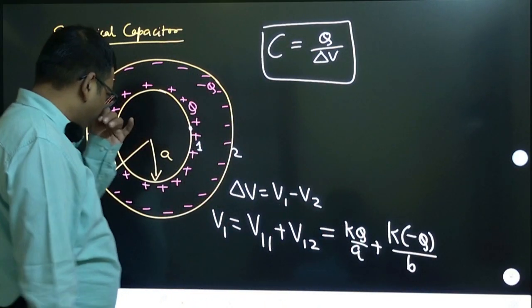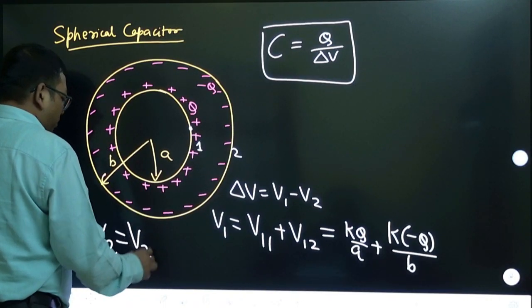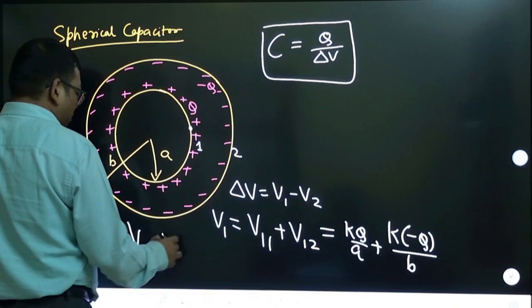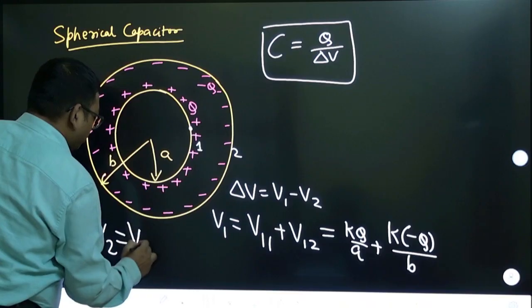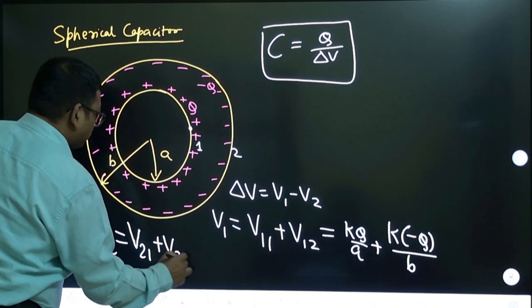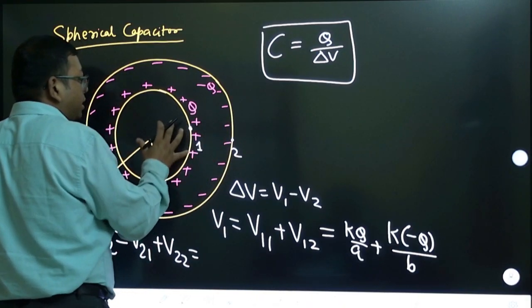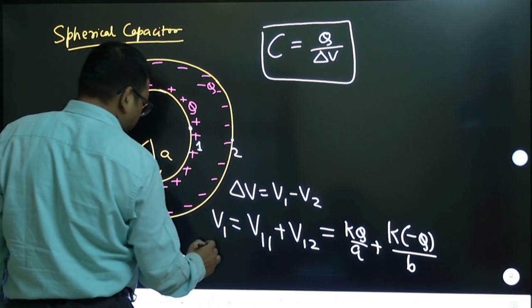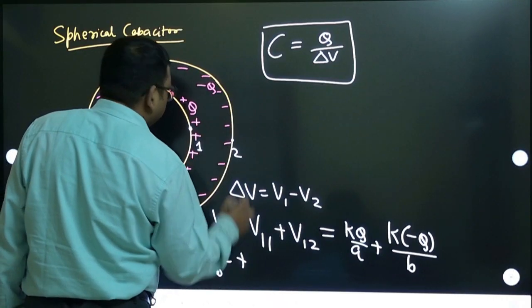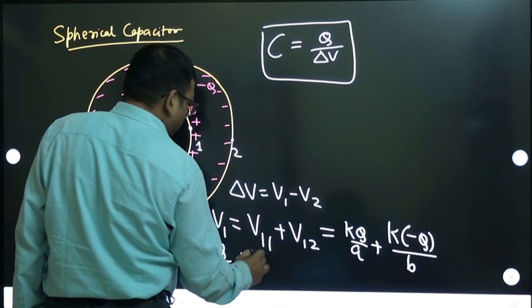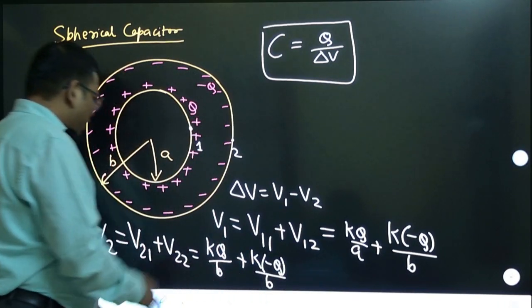So this is V1. What is V2? In the same manner, for V2 you calculate the potential of 2 due to the first charge: V2 due to 1 plus V2 due to 2. So here, due to the inner charge, kQ by the outer radius, kQ by b, plus its own potential, k minus Q by its radius b. So you got V1 and V2.